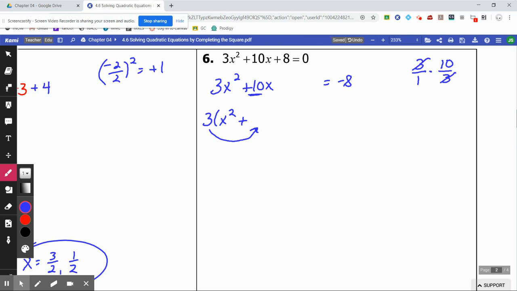So we've got to multiply by something that would force that 3 to cancel, which would be 10 thirds. And you can check that. If you were to multiply that back out, 3 times x squared will give you 3x squared. 3 times 10 thirds, the 3 and 3 would cancel and would give you 10x. Okay, now let's go through the process.